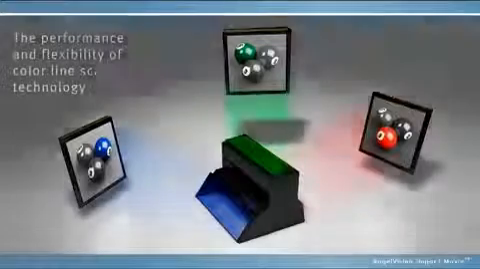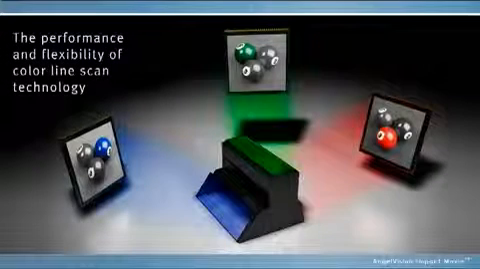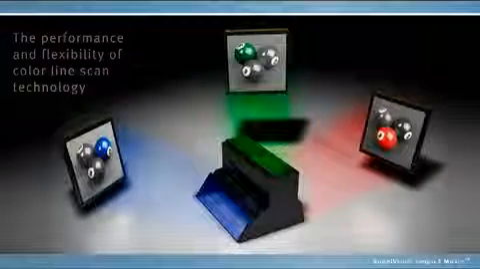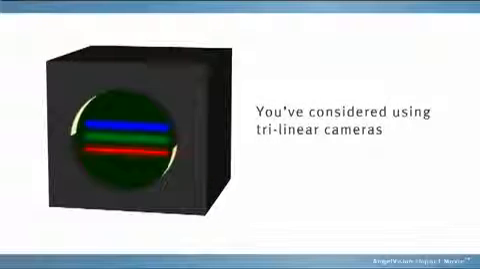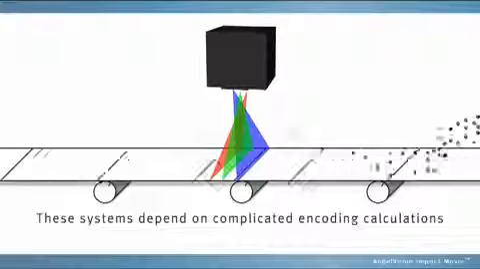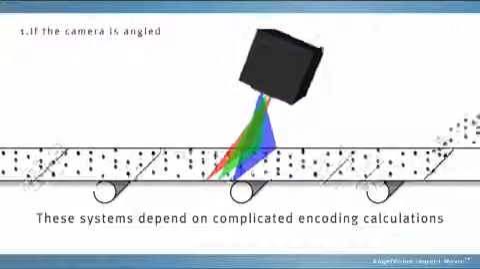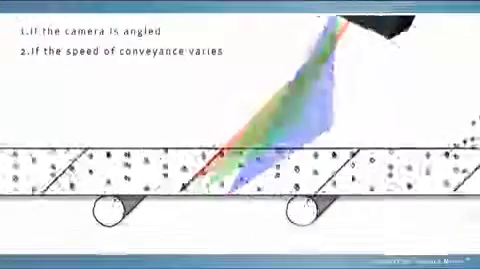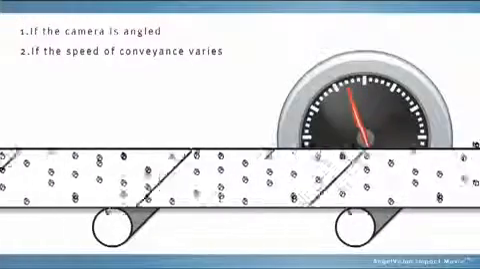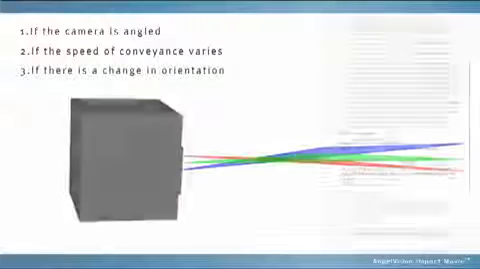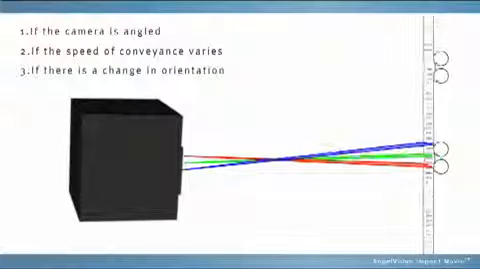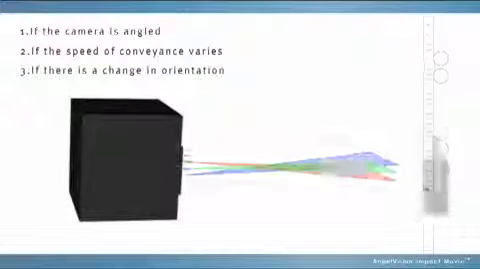If you build machine vision systems that require the performance and flexibility of color line scan technology, chances are you've considered using trilinear cameras. But these systems depend on complicated encoding calculations that can easily be thrown off if the camera needs to be angled or rotated, if the speed of conveyance varies even slightly, or if there is a change in orientation, such as waves in a continuous sheet of paper, or items that move or roll as they pass the camera.